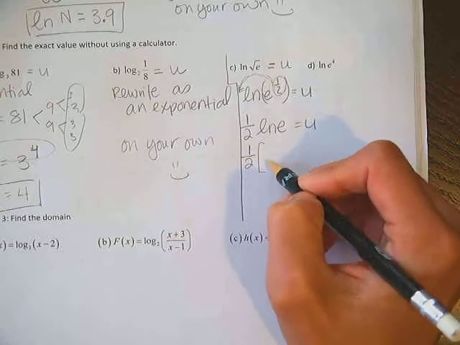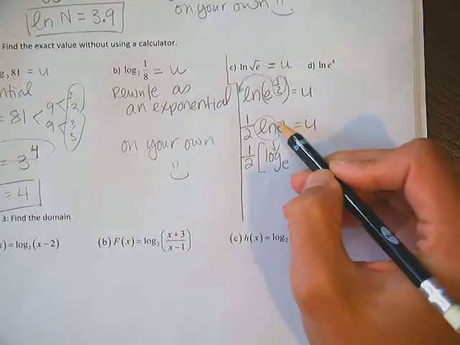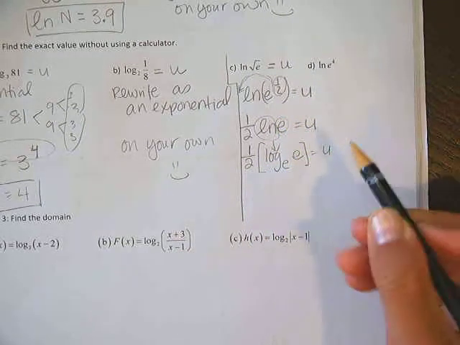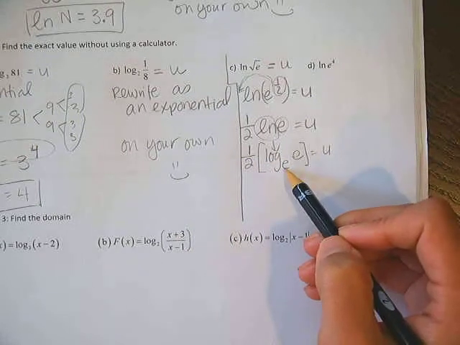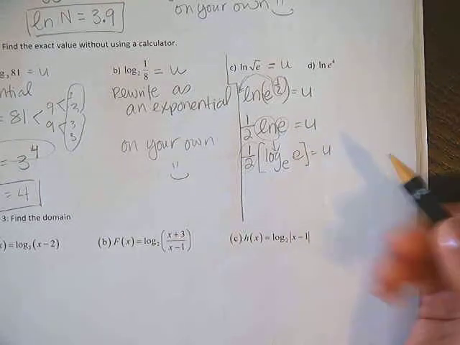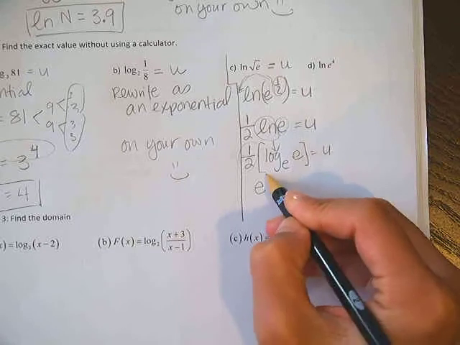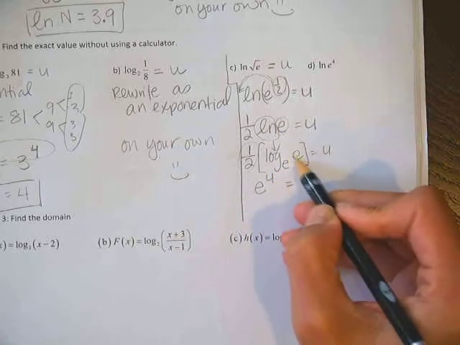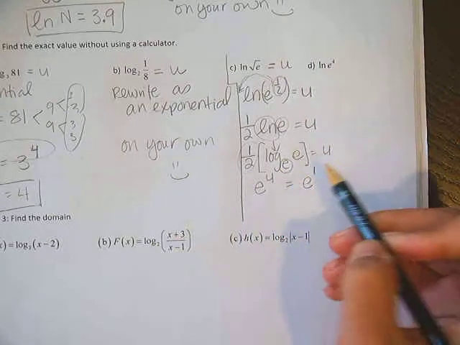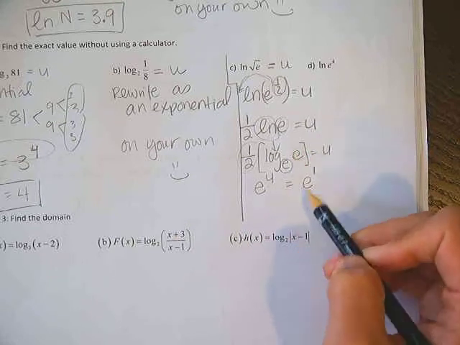I'm just going to show you why it's 1 before I tell you that you need to remember it. So ln is really log base e, right? So ln becomes log base e, and I still have the of e equals u. I'm going to rewrite this as an exponential. I'm going to leave out the 1/2 for now; we're going to come back to the 1/2. So this is the same as e to the u. So e to the u equals e to the 1st power. This is my base, this is my output, so it becomes the input.